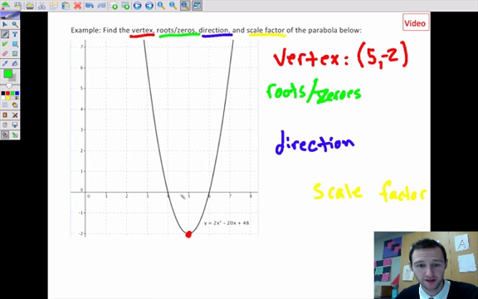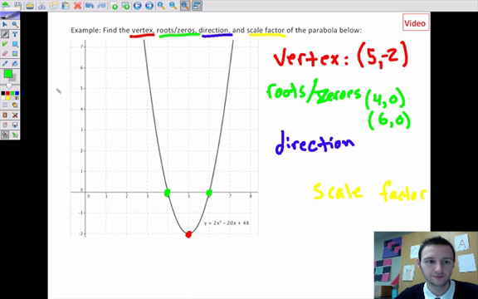The roots and zeros, if you look back at your definition, this is just wherever it crosses the x-axis, where y equals 0. So for both of these points, it has 2 zeros. The first is at 4, 0, and the second is at 6, 0. Okay, the direction we just talked about opens up.